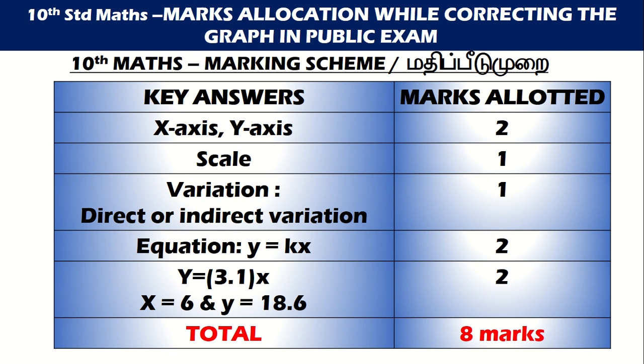This is the abstract for you. X axis-க்கு பார்த்தீங்கன்னா 2 marks, scaling-க்கு 1 mark, variations-க்கு 1 mark, then equation எழுதுறதுக்கு 2 marks, and then total X and Y value நீங்கள் கண்டுபிடிக்கிறதுக்கு 2 marks. Put together you will get 8 marks my dear children. This is for variations I did. So please make note of that and read accordingly.